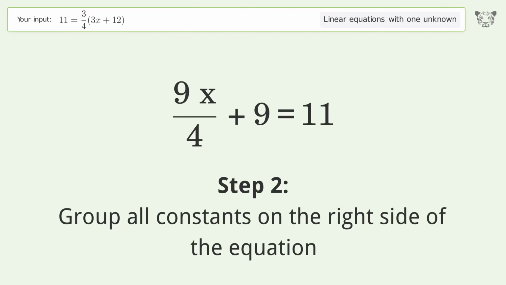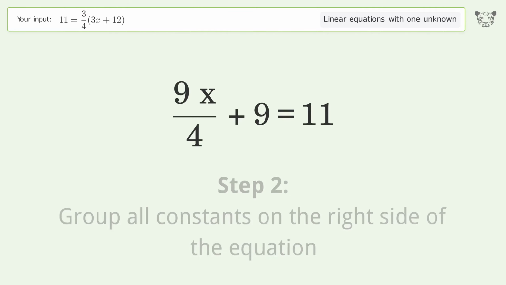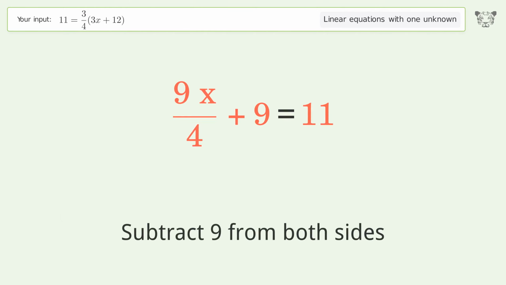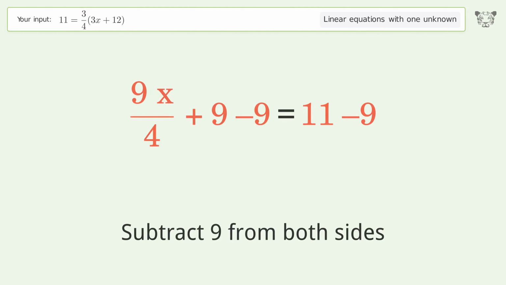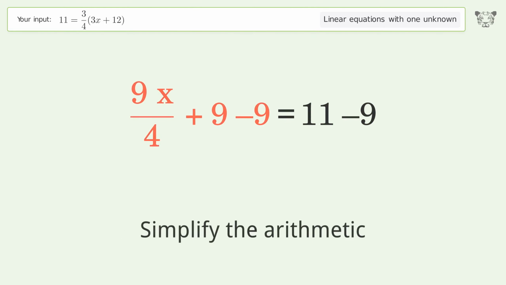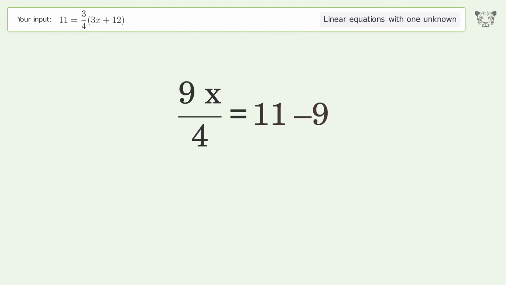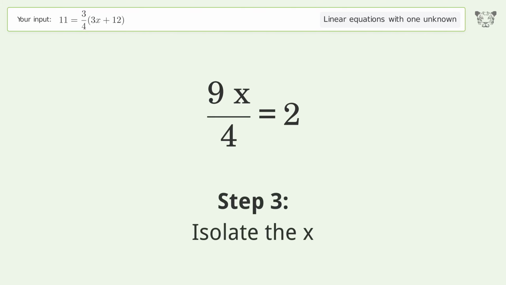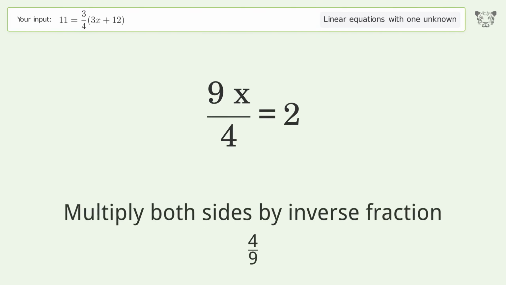Group all constants on the right side of the equation. Subtract 9 from both sides. Simplify the arithmetic. Isolate the x. Multiply both sides by inverse fraction 4/9.